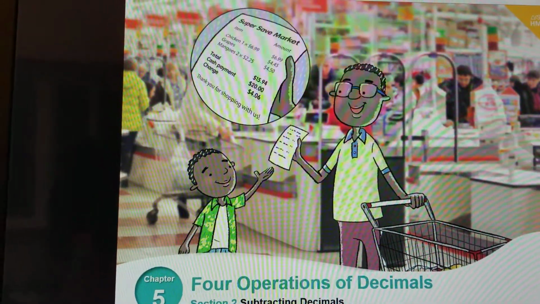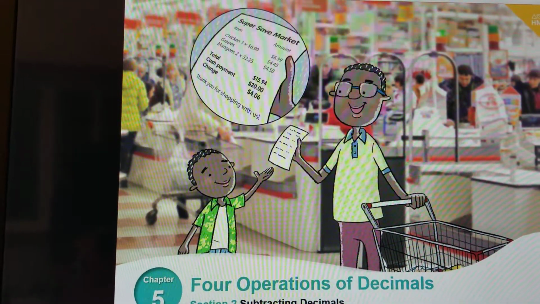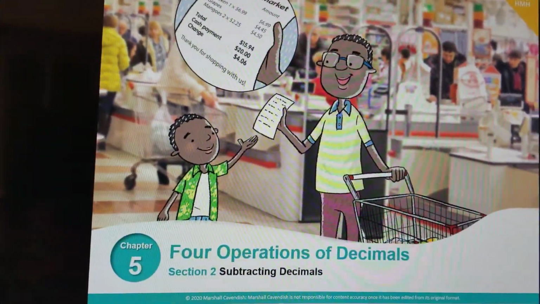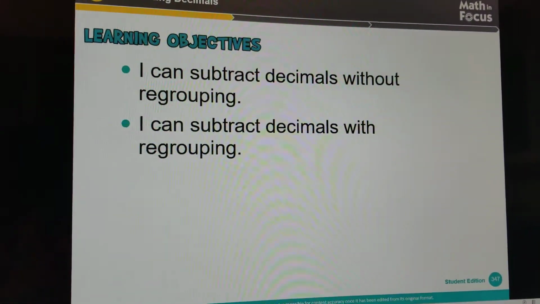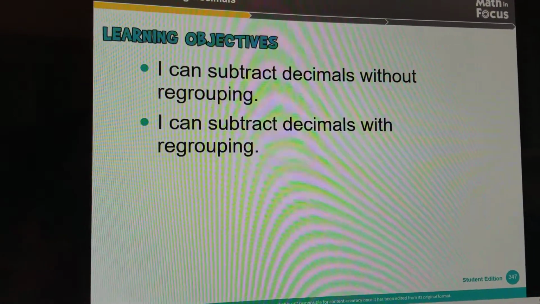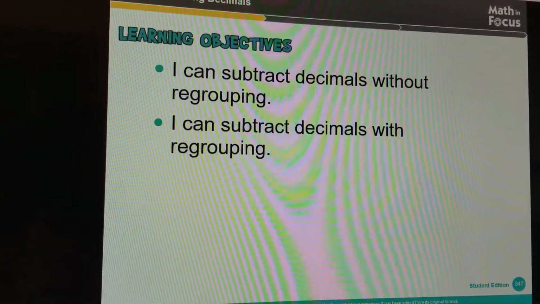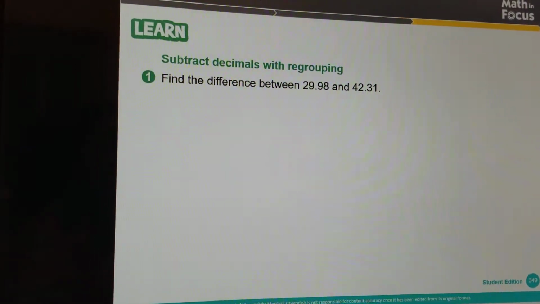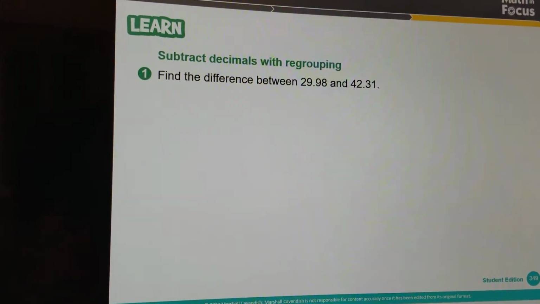We're going to continue chapter 5, the second lesson, which is subtracting decimals. Last time we did adding decimals, so this will be pretty similar. The objectives are: I can subtract decimals without regrouping, which is pretty simple and straightforward, and I can subtract decimals with regrouping. We're going to start with this problem.